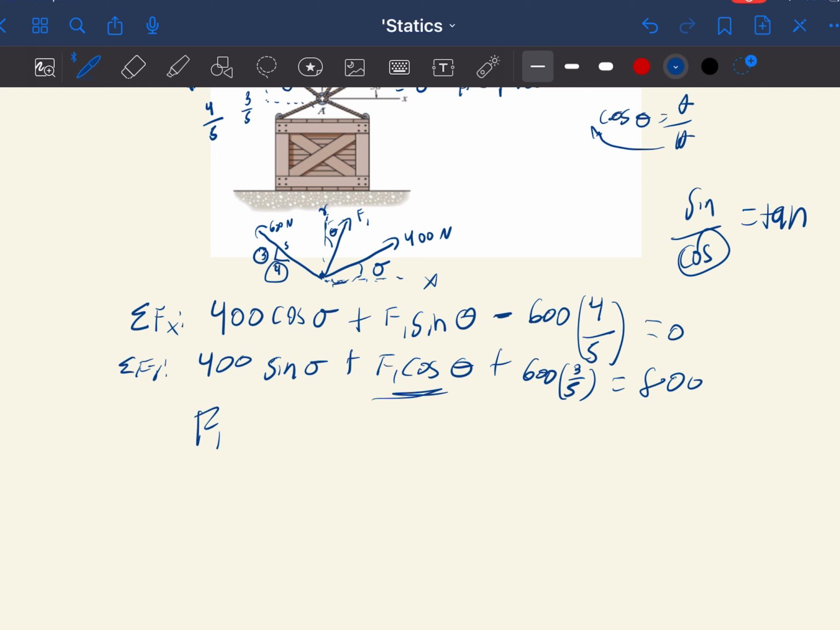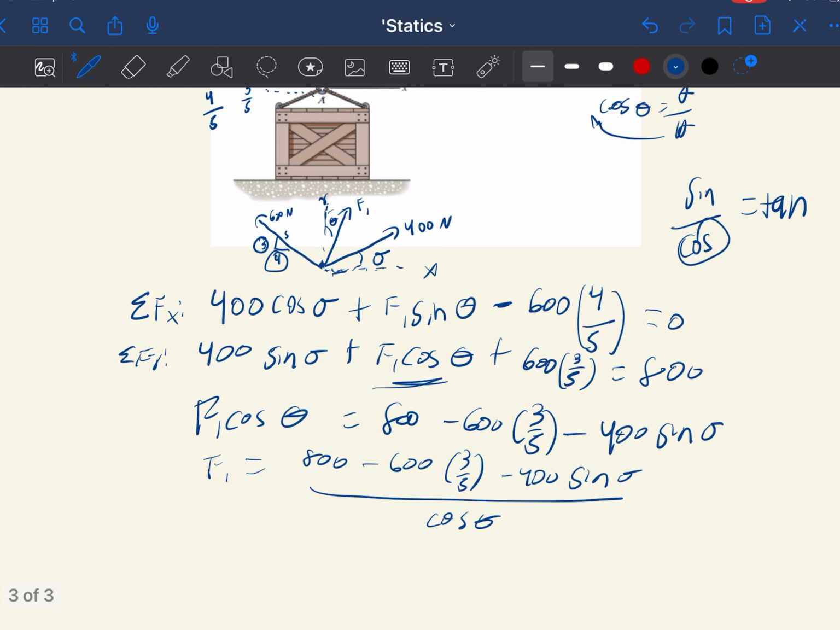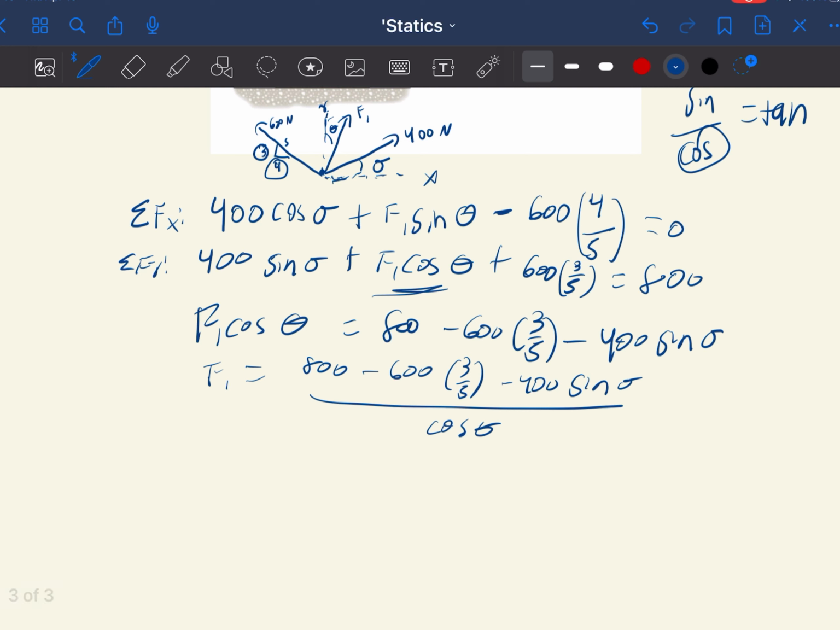So we're going to get F1 cosine theta is equal to 800 minus 600 times 3/5 minus 400 times sine sigma. And then now I'm going to go ahead and divide this by cosine theta. So I'm going to have 800 minus 600 times 3/5 minus 400 sine sigma, all divided by cosine theta. And now I'm going to plug this into the F1 here, because that's how we have to solve for it if we have two unknowns and two equations.